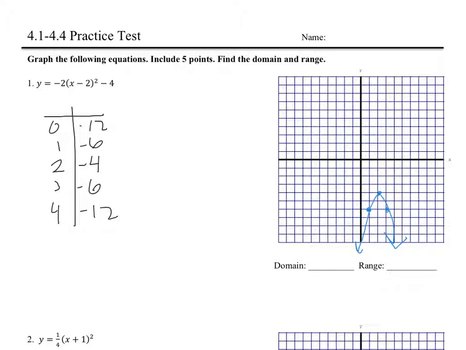Now my domain, remember, your domain is how far left do you go? I go on forever. My right, I go on forever. Left and right, that's my domain. So it's going to be all real numbers, or you can have it written like this, -infinity to infinity.